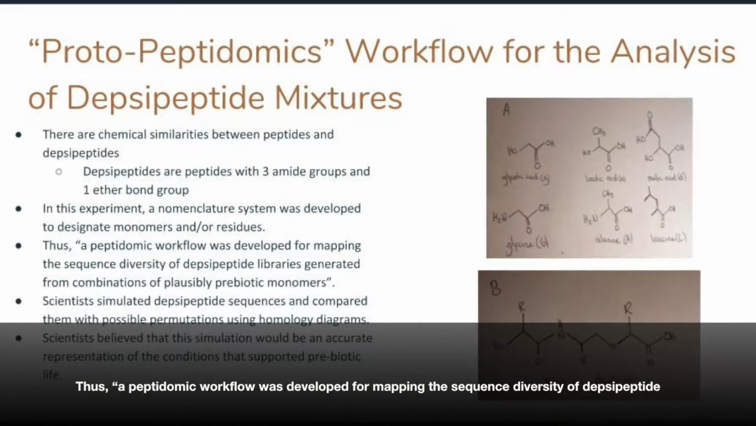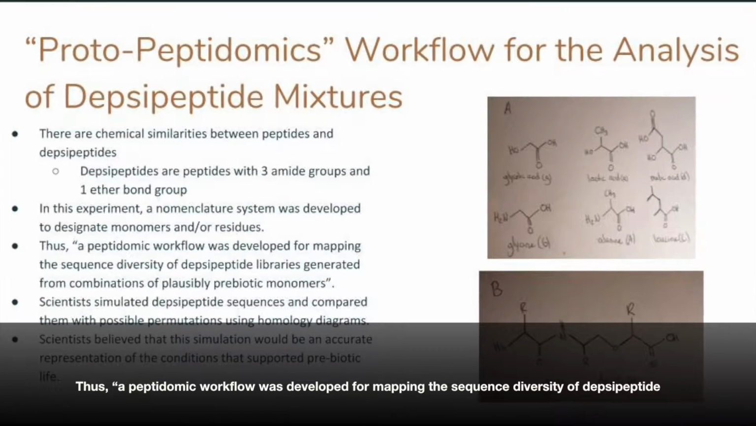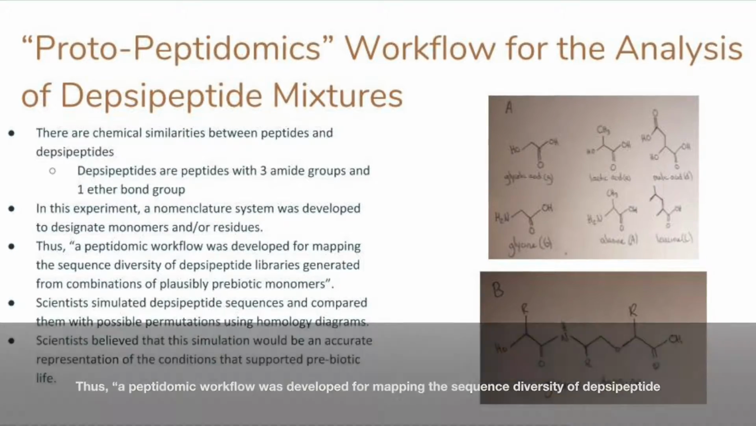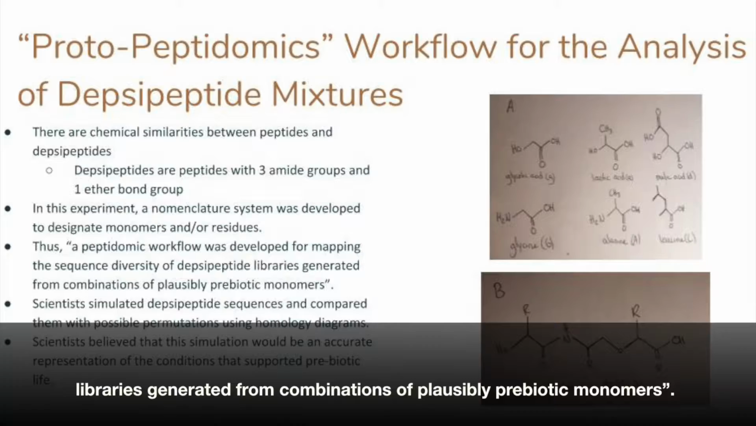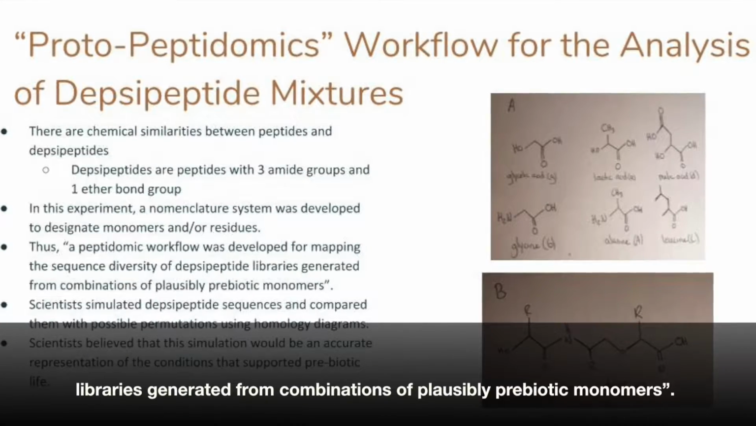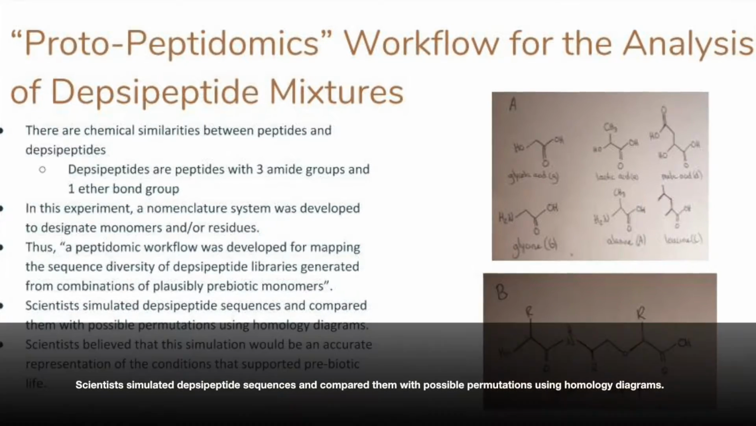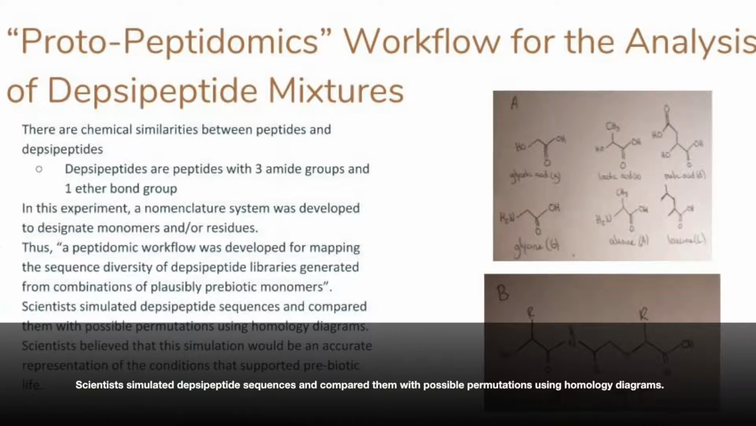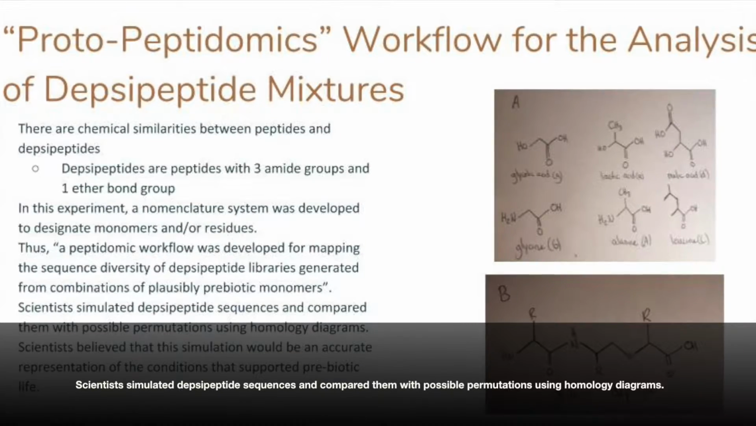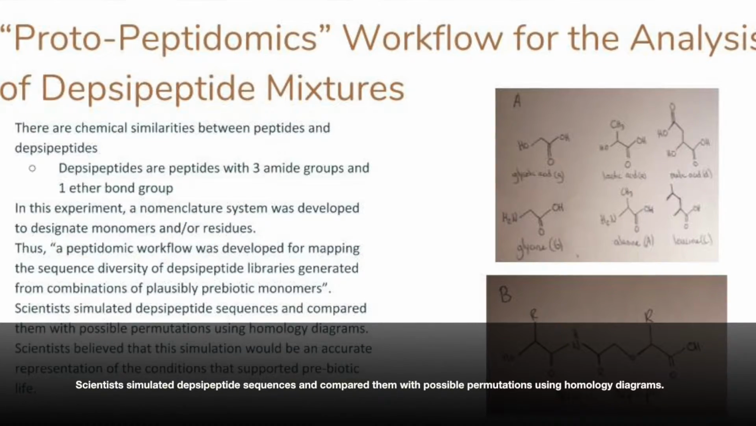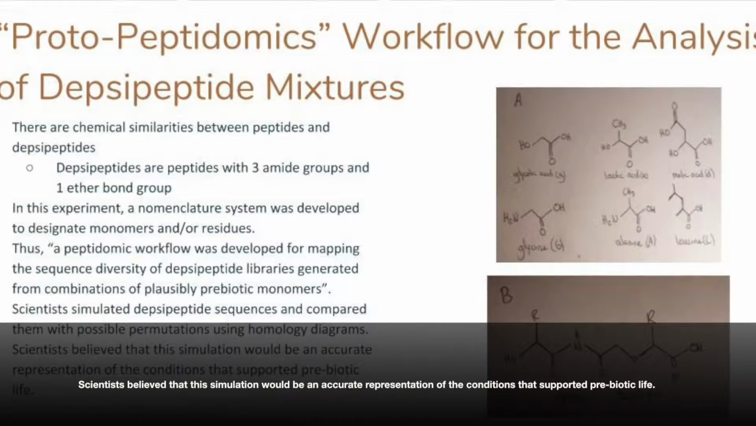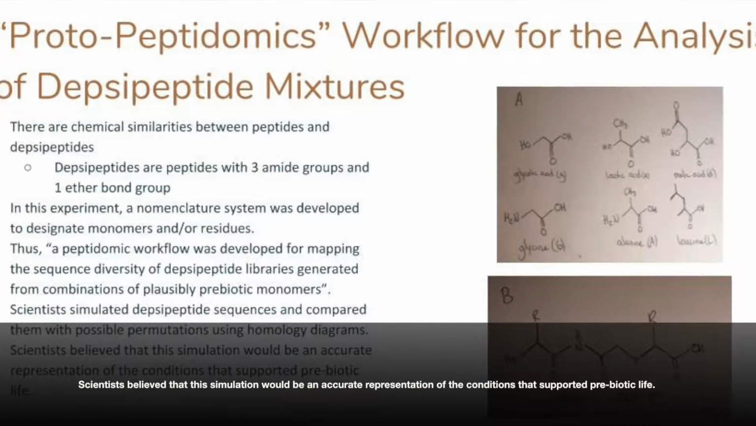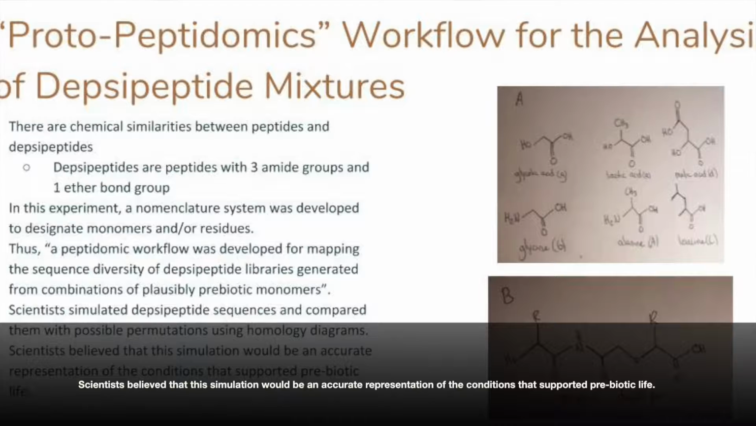Thus, a peptidomic workflow was developed for mapping the sequence diversity of deoxypeptide libraries generated from combinations of plausibly prebiotic monomers. Scientists simulated deoxypeptide sequences and compared them with possible permutations using homology diagrams. Scientists believed that the simulation would be an accurate representation of the conditions that supported prebiotic life.